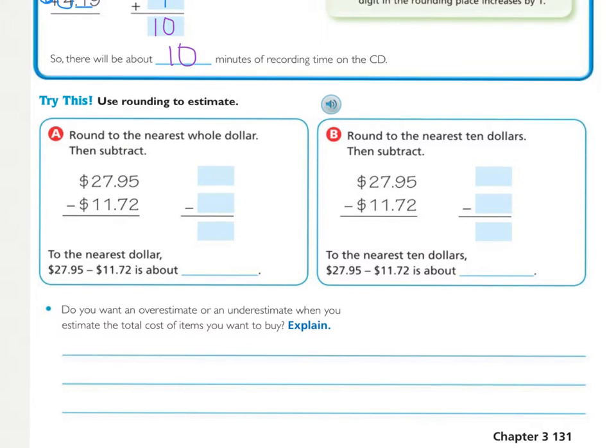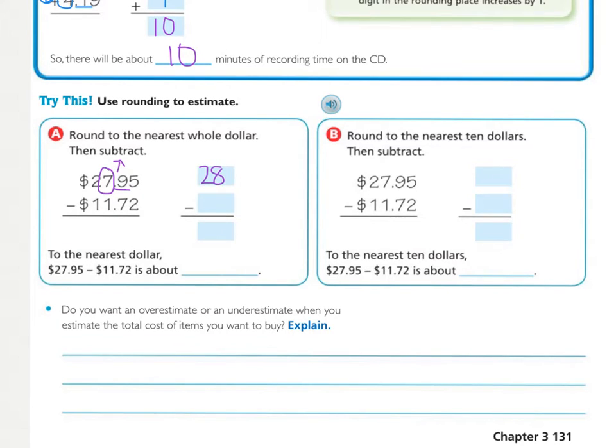So in the ones place, we're going to circle our 7, underline our 9. Is the 9 less than or greater than 5? It is greater than 5. So that's going to make our circled number, the 7, increase by 1, but the 2 in the tens place stays the same. So 2, and then the 7 becomes an 8.